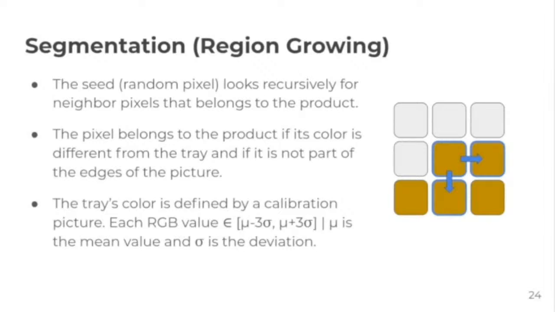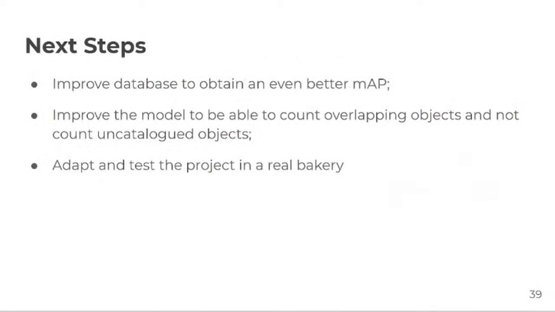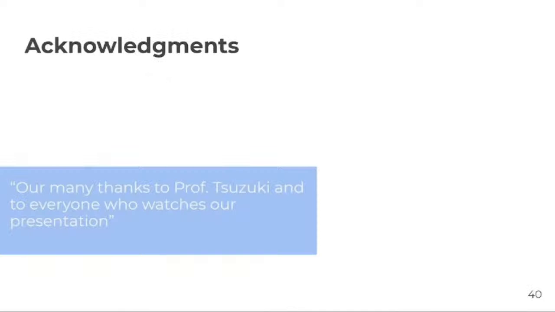When all requirements are met, the precision that we got was about 96% for our test dataset, and the worst processing time was 3.85 seconds. However, we had some problems recognizing products with similar shapes and colors. For next steps, we need to improve our database to obtain even better precision, improve the model to be able to count overlapping objects and not count unknown objects, and adapt and test the product in a real bakery.